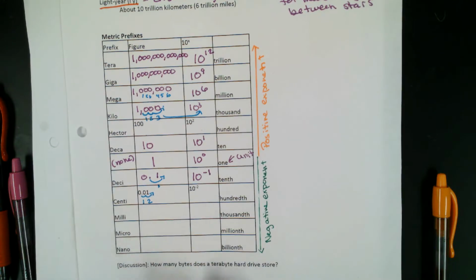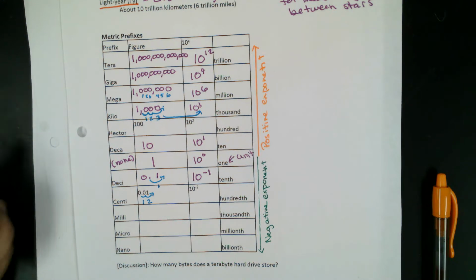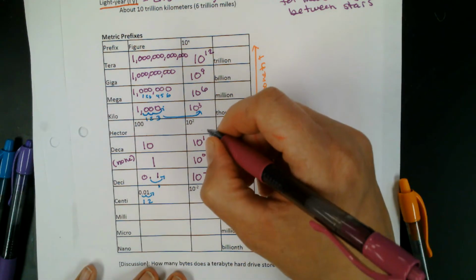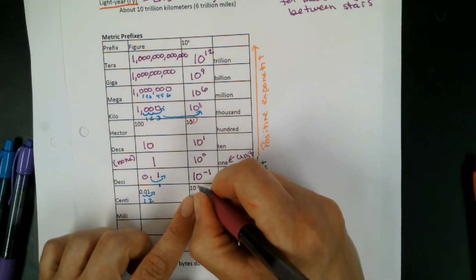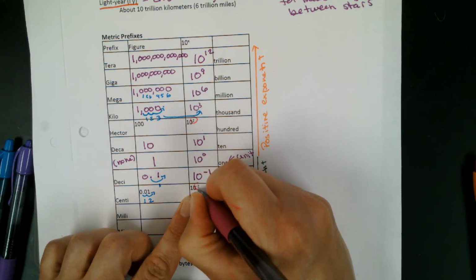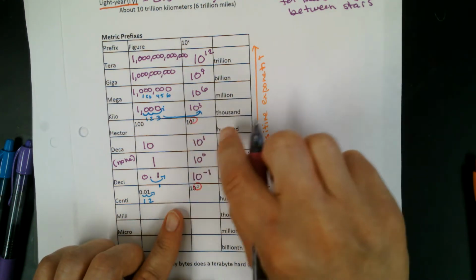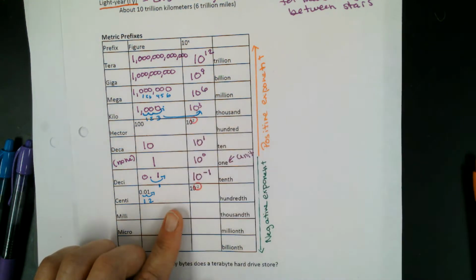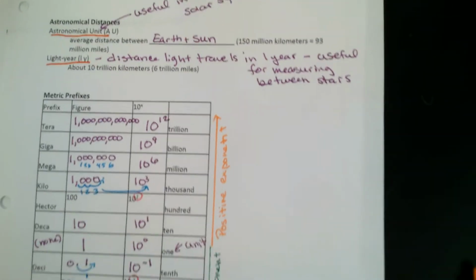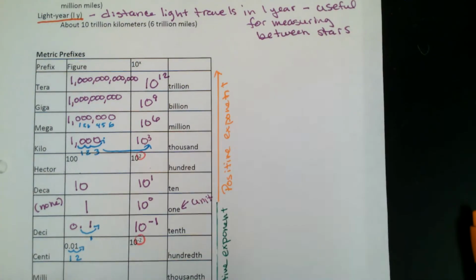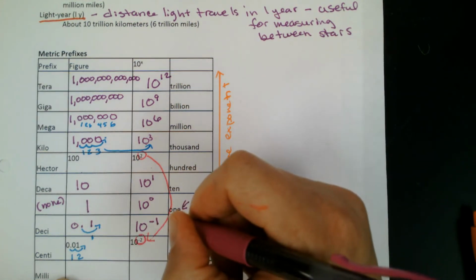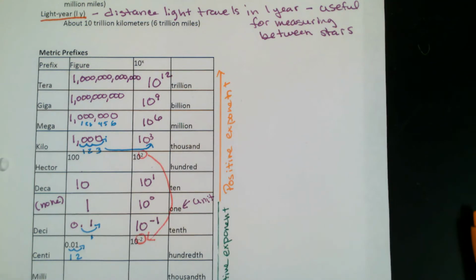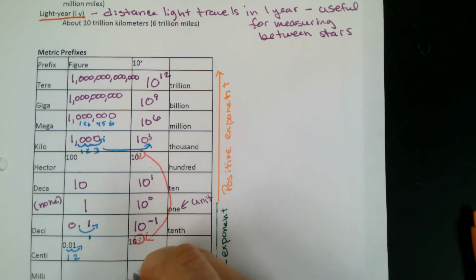Another way to look at this, though, I'm just going to show you that there's a symmetry here. So in this symmetry, what I notice is that, for example, 100 is 10 to the 2. 100th, in other words, 1 over 100, is 10 to the negative 2. So there's that symmetry here. Okay. So we can use that symmetry to figure out our numbers for 1,000, 1 million, 1 billion.